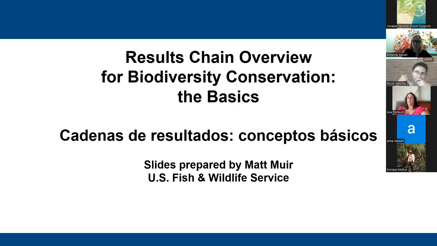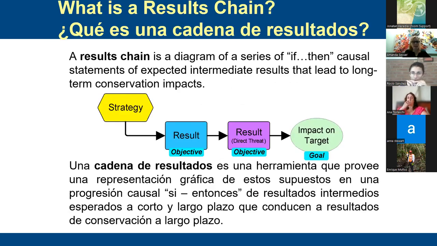And so hopefully you can start to see how it might be useful in your project, or see your project in the context of some of these examples. So again, we have the if-then statements. They're causal. If this happens, then this other thing will happen because it caused it to happen. So we're looking for the cause and effect across the results chain. We have the strategy or action. We have an intermediate result, or many intermediate results, that then lead to a result which is kind of taking care of the driving factors.